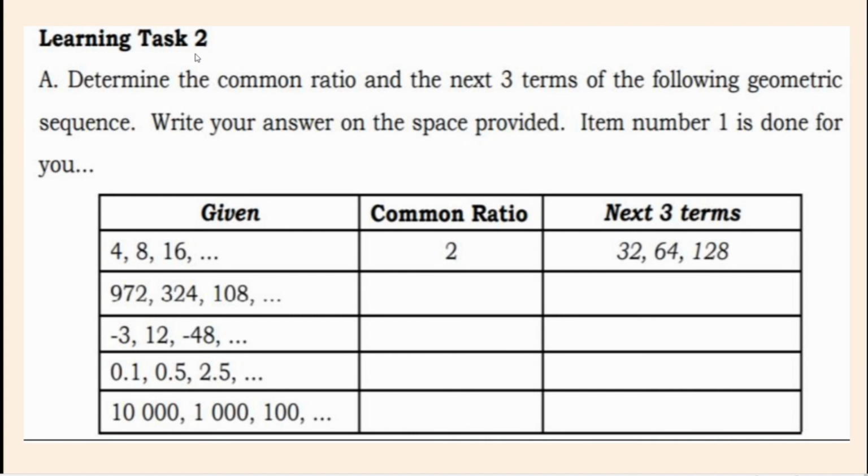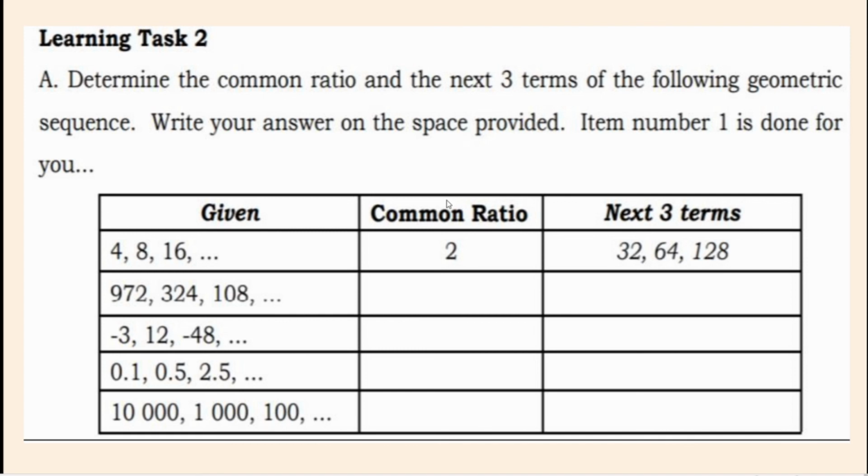So this is our learning task: to determine the common ratio and the next three terms of the following geometric sequences. Write your answers on the space provided. Item number 1 is done for you. Number 1, 4, 8, 16, and so on. So 8 divided by 4 is 2. 16 divided by 8 is 2. Therefore, our common ratio is 2.